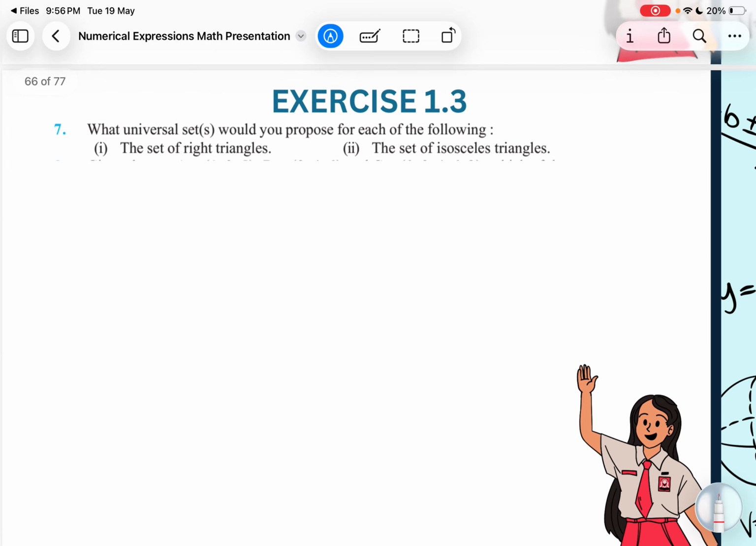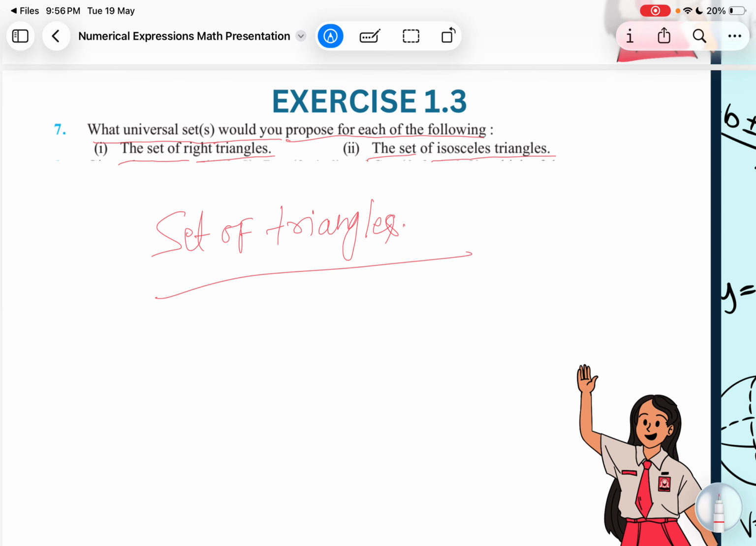Next question, question number 7, write a universal set you would propose for each of the following: the set of right triangles, the set of isosceles triangles. So a set of triangles. Okay, so the set of triangles will contain all types of triangles, and we can pick one: right angle triangle and isosceles triangle.